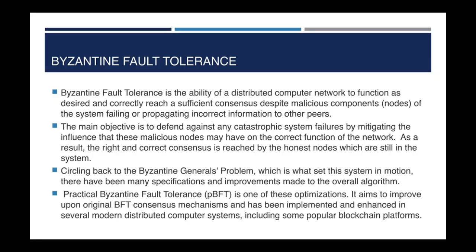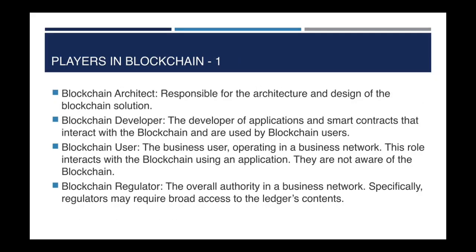Fault tolerance is the ability of a distributed computer network to function as desired and correctly, and to reach a sufficient consensus despite malicious nodes in the system who try to propagate incorrect information to other peers in the network. The main objective is to defend against any catastrophic system failure by mitigating the influence of malicious nodes who are propagating incorrect information. As a result, we can reach the right consensus by honest nodes sending the right information. So this is what Byzantine fault tolerance is.